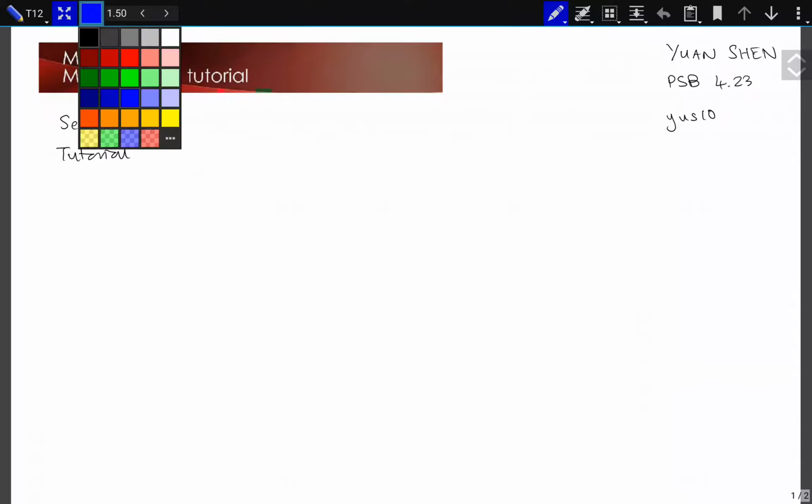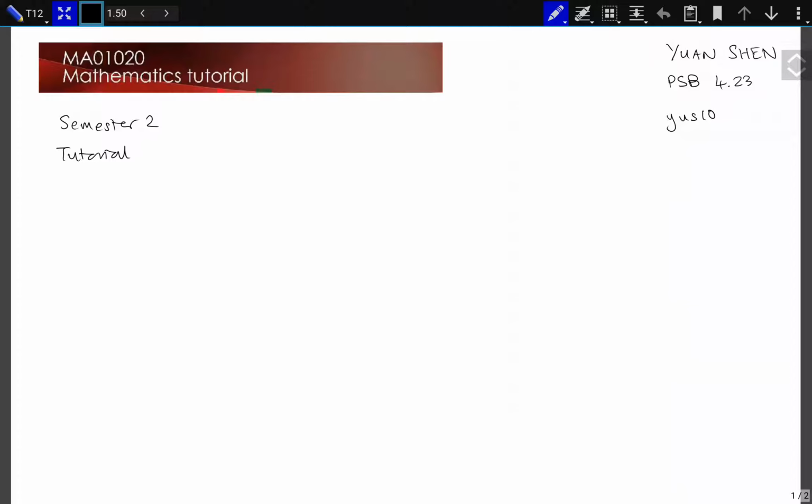Welcome to semester 2 and the first tutorial, also known as tutorial 12. We're going to start on complex numbers. And this is going to be the introduction.